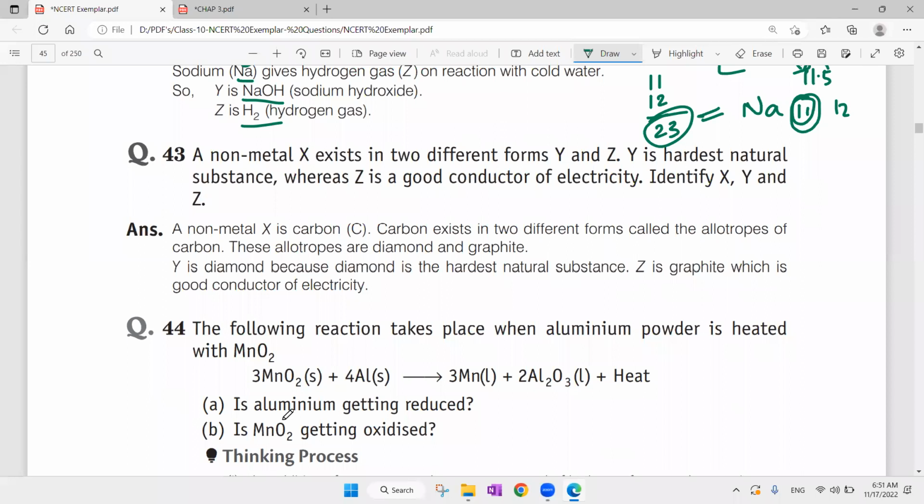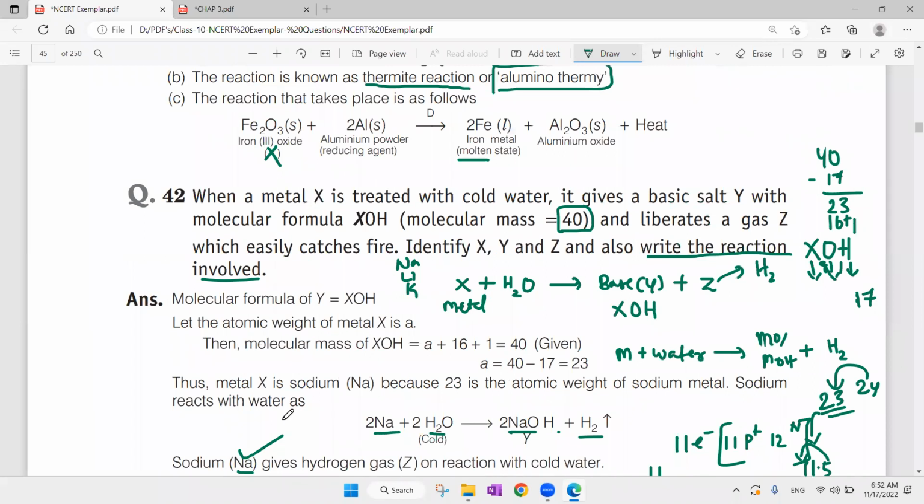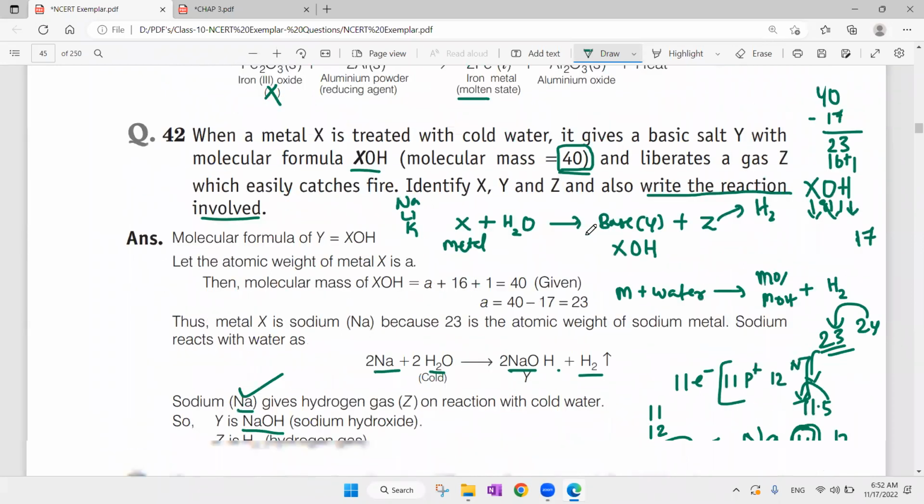If we do it directly, like we know that Na will react with water. If you don't know, I'm telling. So that logic we can use, that XOH logic you can use, and the molecular formula logic you can use, so that we can get it.